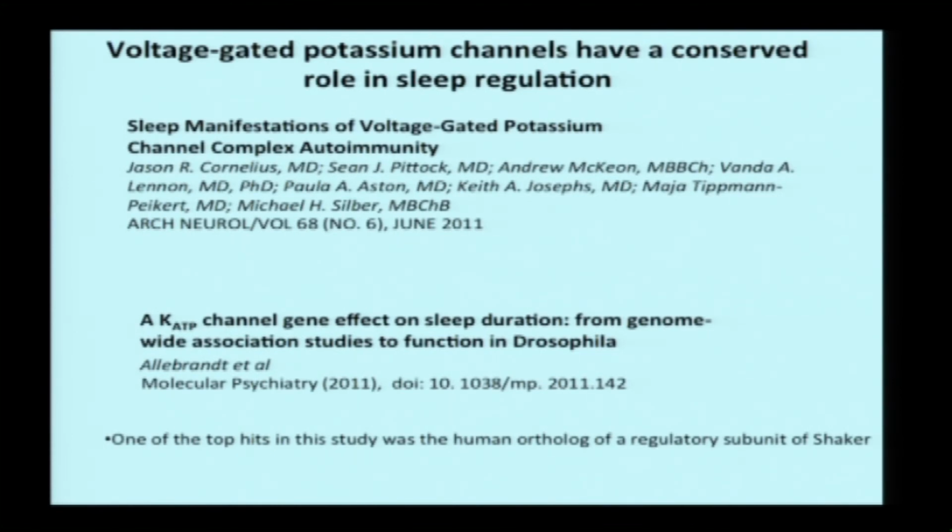A huge genome-wide association study done recently by a European group, where they looked for SNPs that correlate with human sleep duration, found that a SNP in a KATP channel gene has an effect on sleep duration. They verified the effect of this particular gene by testing the homolog in flies. But what was really important to us was that one of the top hits in this study was a human ortholog of a regulatory subunit of shaker.